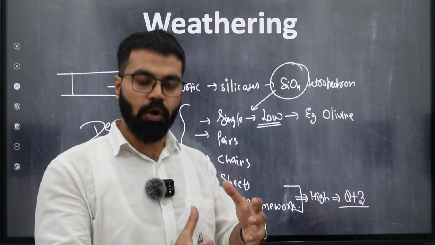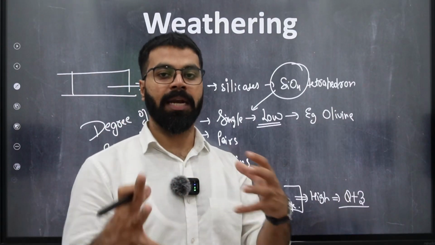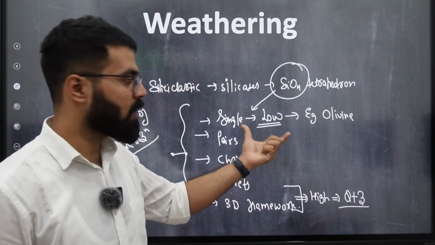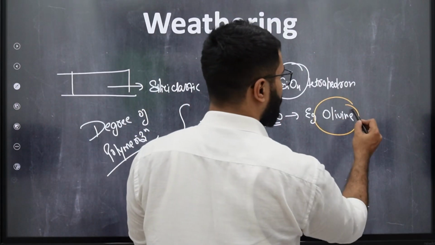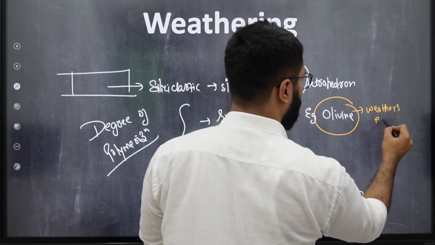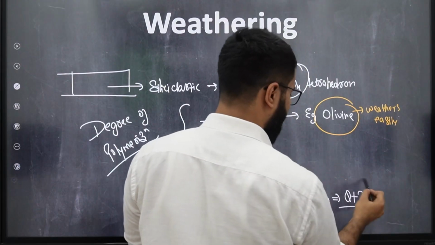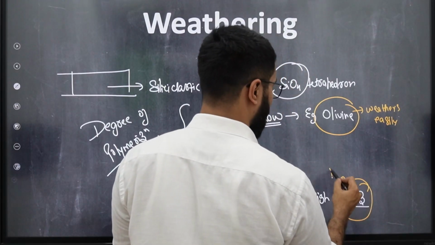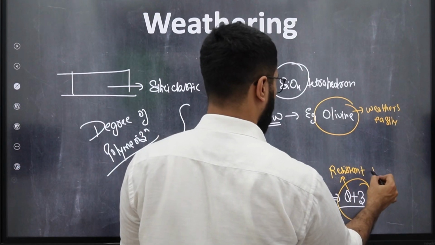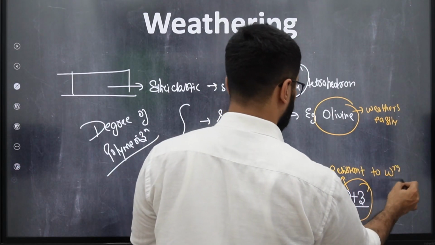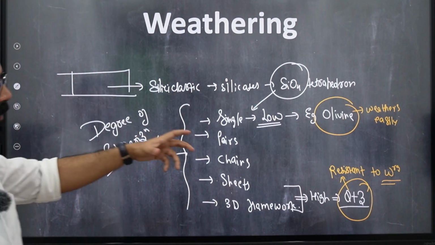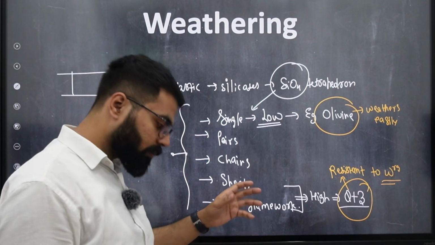Now you only tell me, if I want to dissociate, if I want to disintegrate something, a single compound is easy or a mesh of 3D network is easy for me to disintegrate? Obviously, this is going to be easy. That is why olivine weathers easily. And it is very difficult to weather quartz. That is why we call it a resistant mineral. Resistant to weathering. This is the third reason, from the structure.